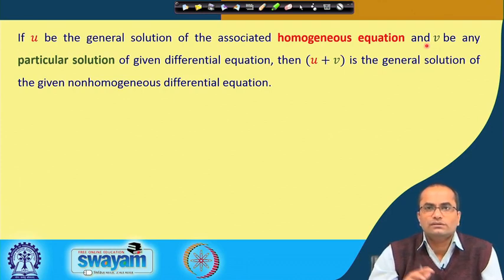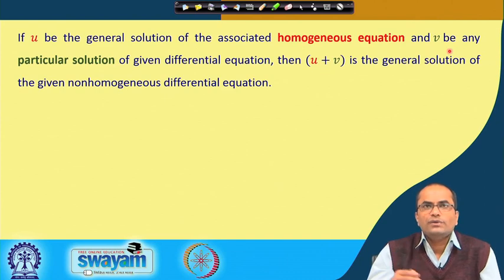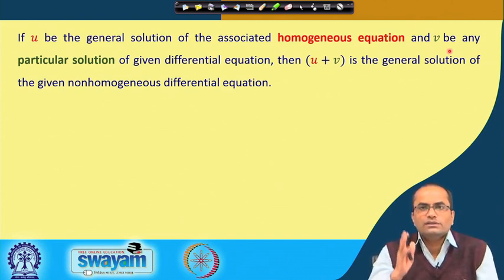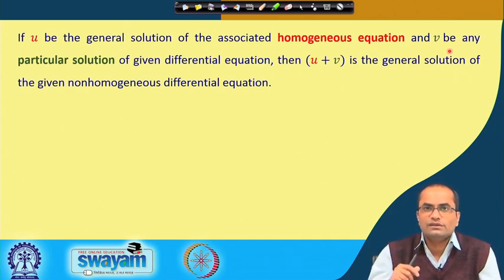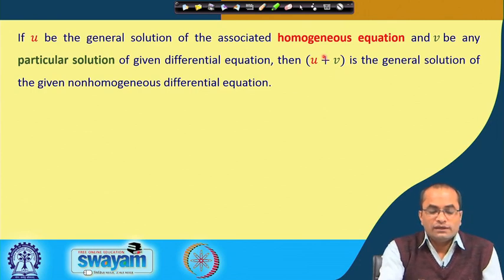The u is the general solution which we have already discussed before, when we have n linearly independent solutions, their combination exactly C 1 y 1 plus C 2 y 2 and so on, that will be the general solution of the homogeneous equation. And here we have taken another function v, any particular solution of the given differential equation. The given differential equation means the given non-homogeneous differential equation, when the right hand side is not equal to 0.